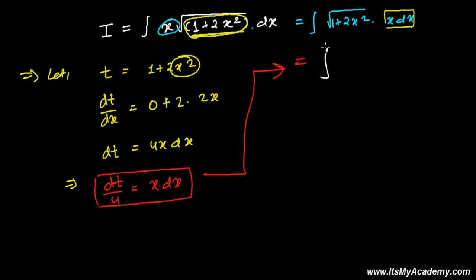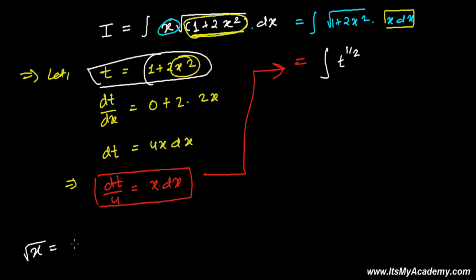From here the next step is integration. It's like the 5th step. If you remember the 6 steps of integration by the method of substitution, the 5th step is replacing all the variable-containing terms with the new term that we introduced, that's t. So 1 plus 2x square is actually t, so it is inside the root, which means the power is 1 by 2. And x dx is actually dt over 4.